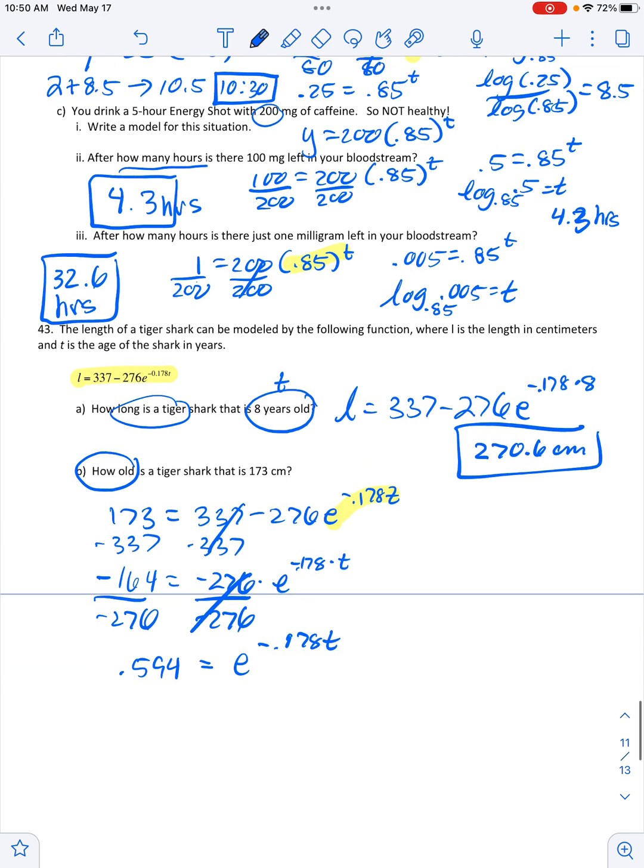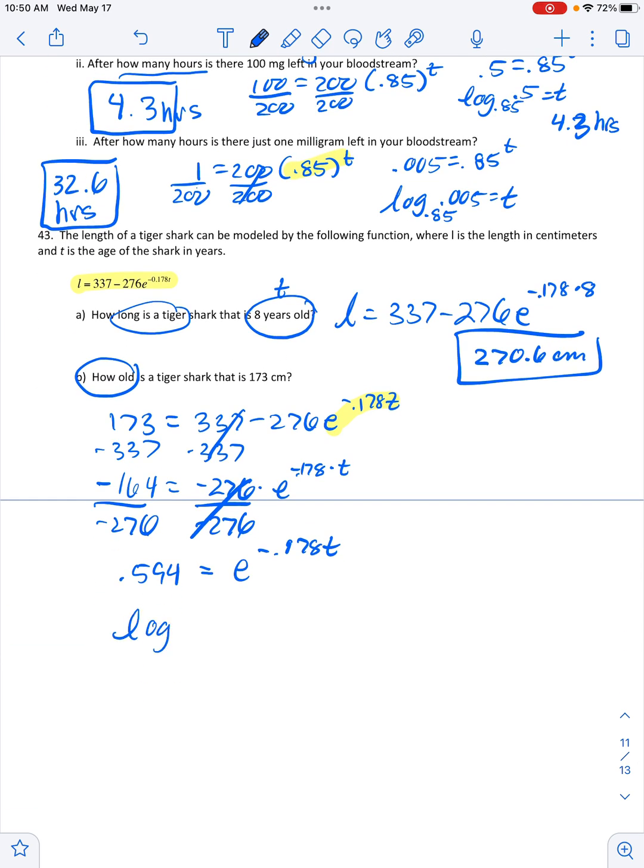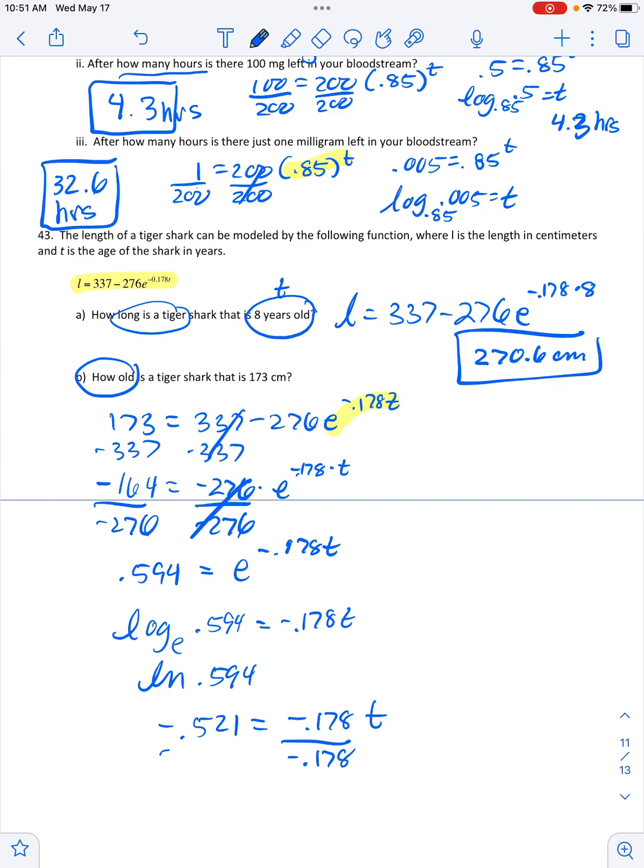Okay, and now I'm going to rewrite this as a log. So it would technically be log base e with the power over here. But log base e is just ln. So I'm going to do ln of 0.594. And I'm going to have negative 0.521-ish. And to get t alone, I'm going to divide by the number that it's getting multiplied by. So finally, I'm going to take that answer, divide by negative 0.178, and my time is coming out to be roughly 6.7 years old.